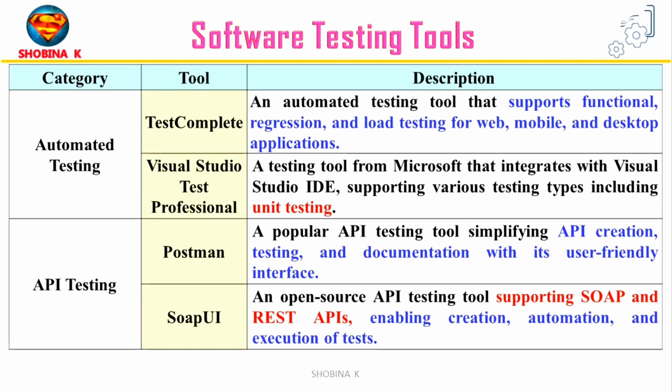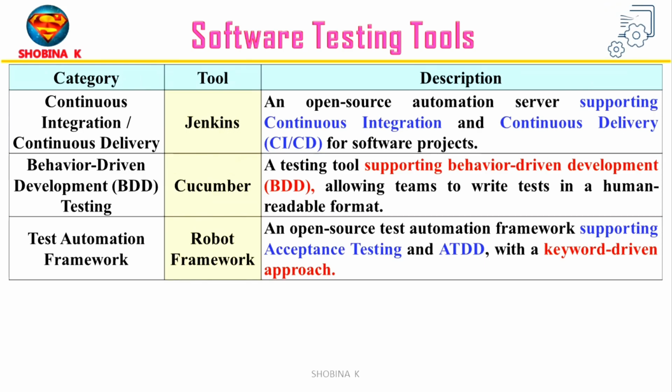And here are two popular API testing tools. Postman tool simplifies API creation, testing, and documentation. It has a user-friendly interface. SoapUI is an open source API testing tool. It supports SOAP and REST APIs. It enables creation, automation, and execution of tests. Next, Jenkins is an open source automation server. It supports continuous integration and continuous delivery for software projects. Jenkins automates the building, testing, and deployment of software.